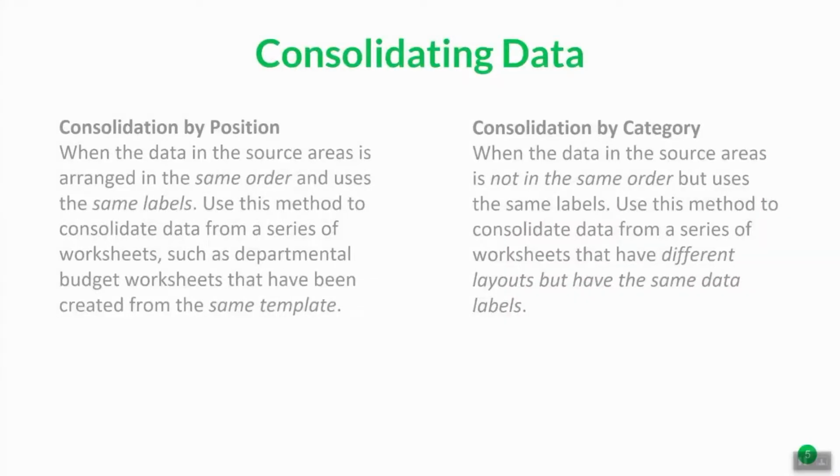First, consolidation by position. When the data in the source areas is arranged in the same order and uses the same labels. Use this method to consolidate data from a series of worksheets, such as departmental budget worksheets that have been created from the same template. So that's consolidate by position. Consolidation by category is when the data in the source areas is not in the same order, but uses the same labels. Use this method to consolidate data from a series of worksheets that have different layouts, but have the same data labels.